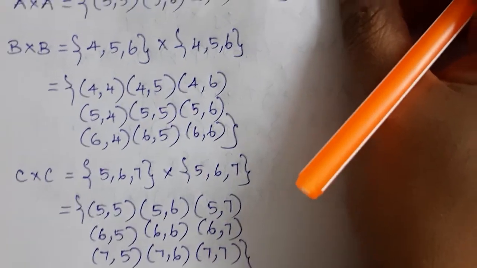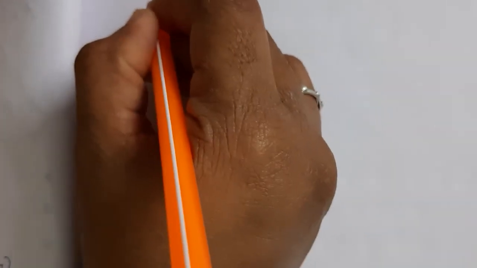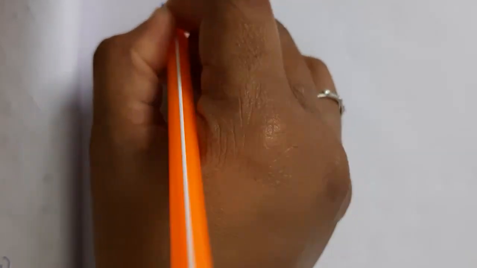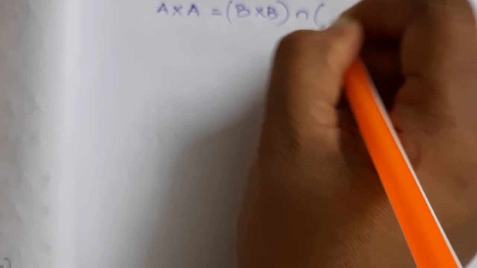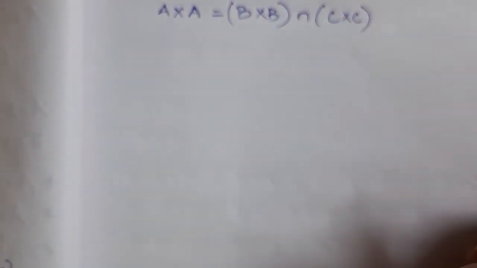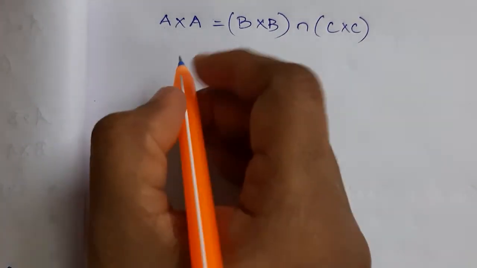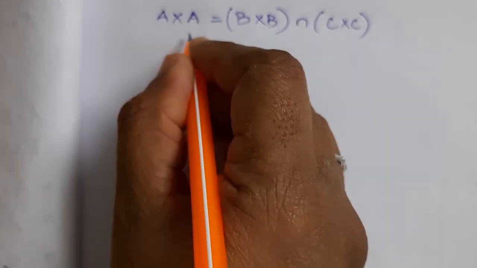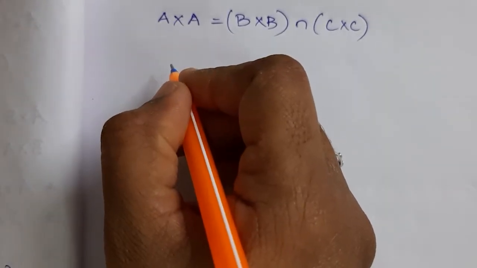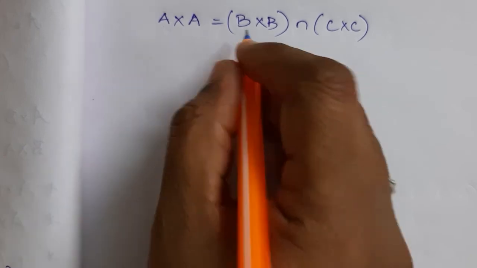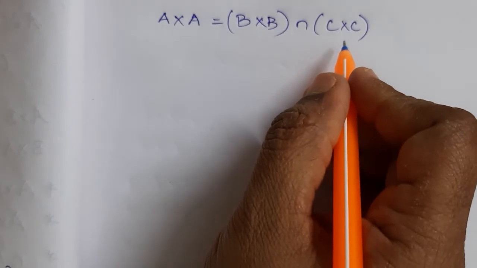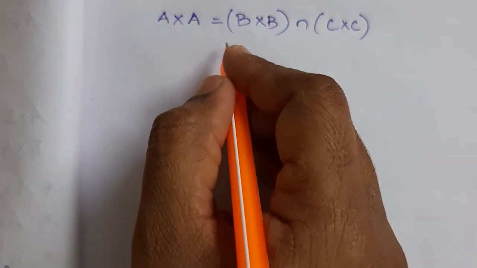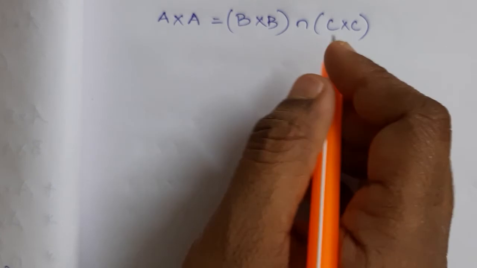Now what we are supposed to do? Your left hand side actually to show is A cross A is equal to B cross B intersection C cross C. So the left hand side value is A cross A, which we have already found and we have named it to be equation number 1. Next is on the right hand side we have B cross B intersection C cross C. So now we are going to find the intersection of B cross B and C cross C.